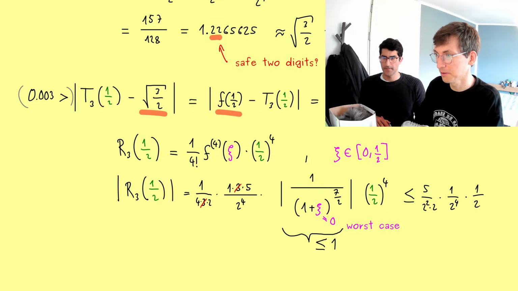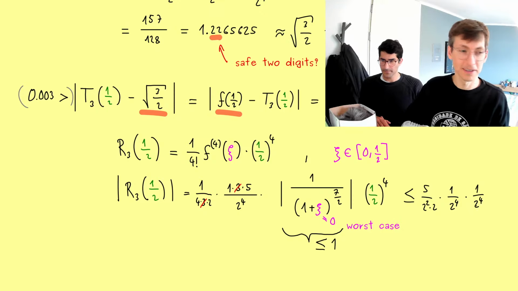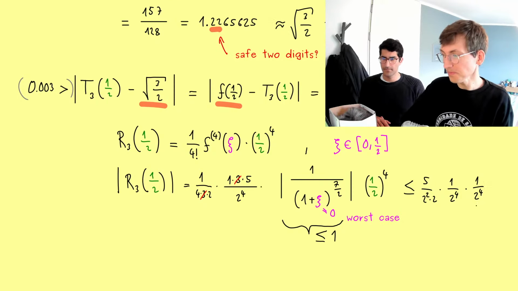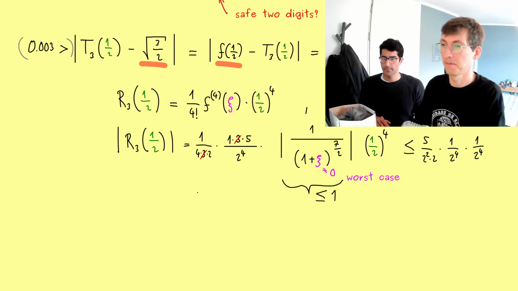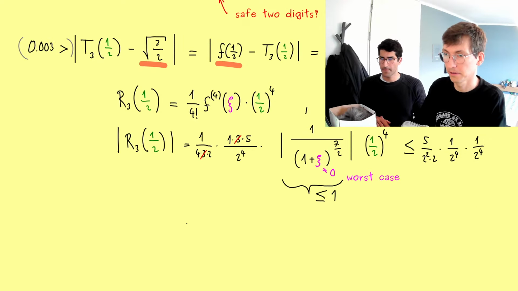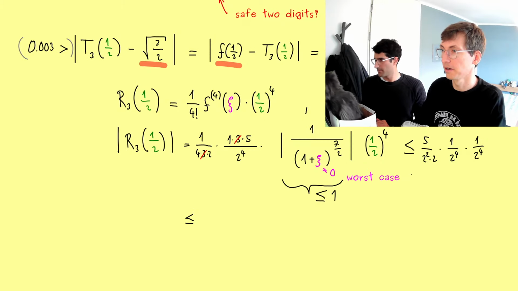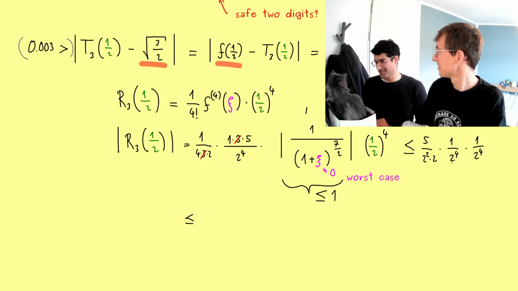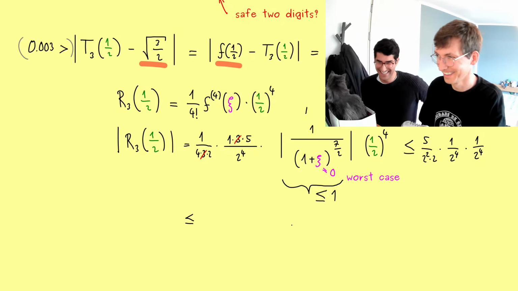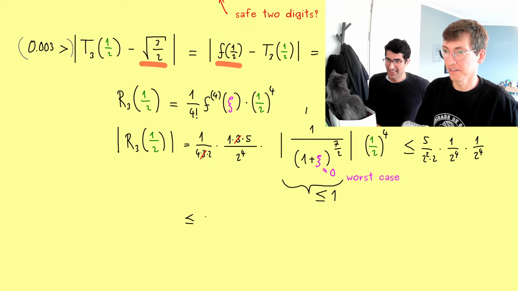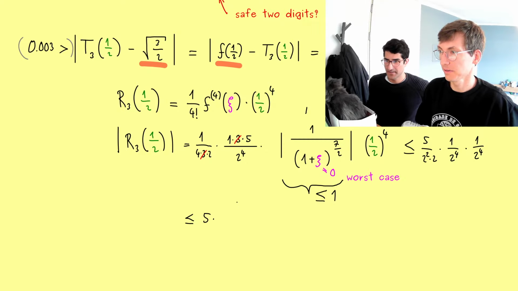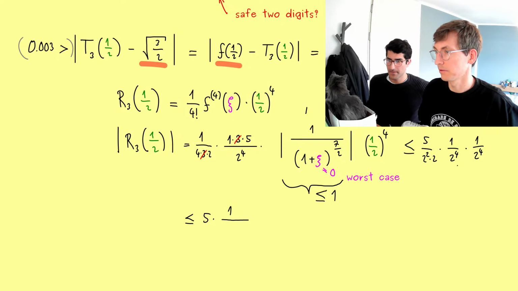Okay, so as before, we have a lot of powers of 2, which you know how to calculate. So what we have here is 5 times 1 divided by a power of 2. What could that be? We have 2, 8, 10, 11. So 2 to the power 11.